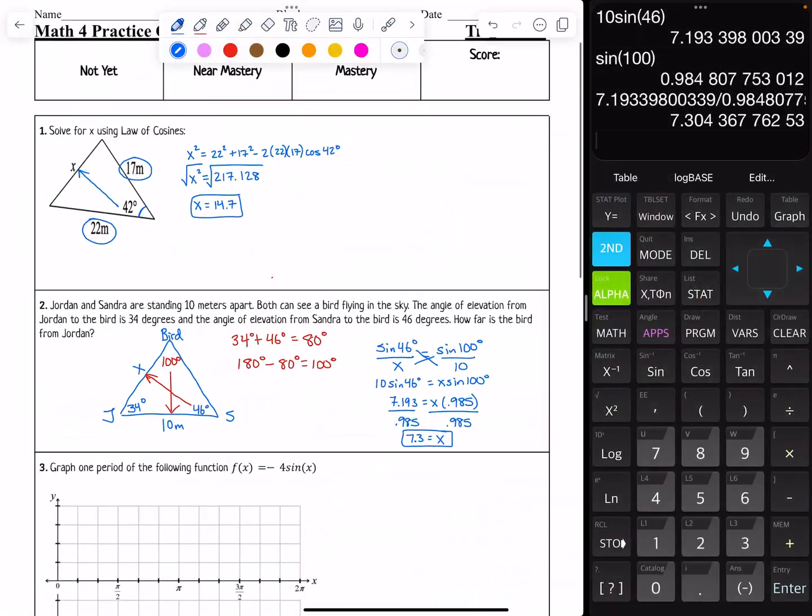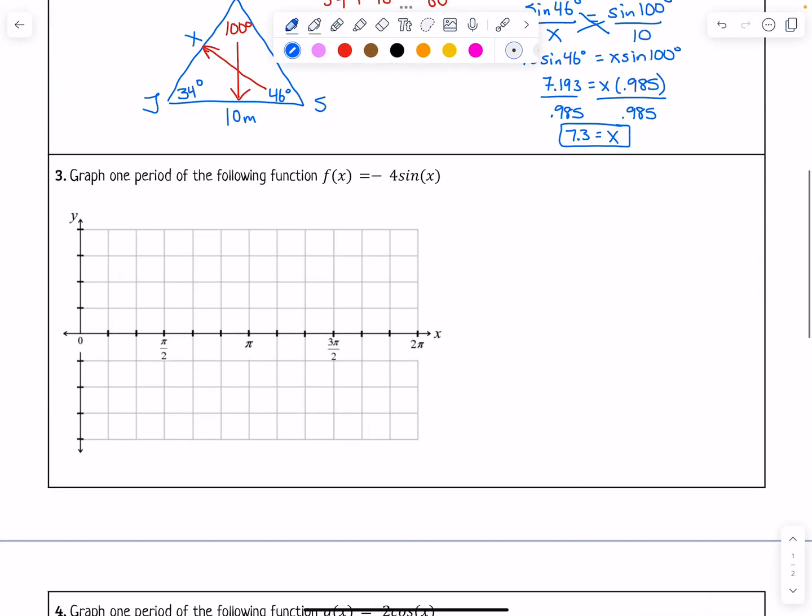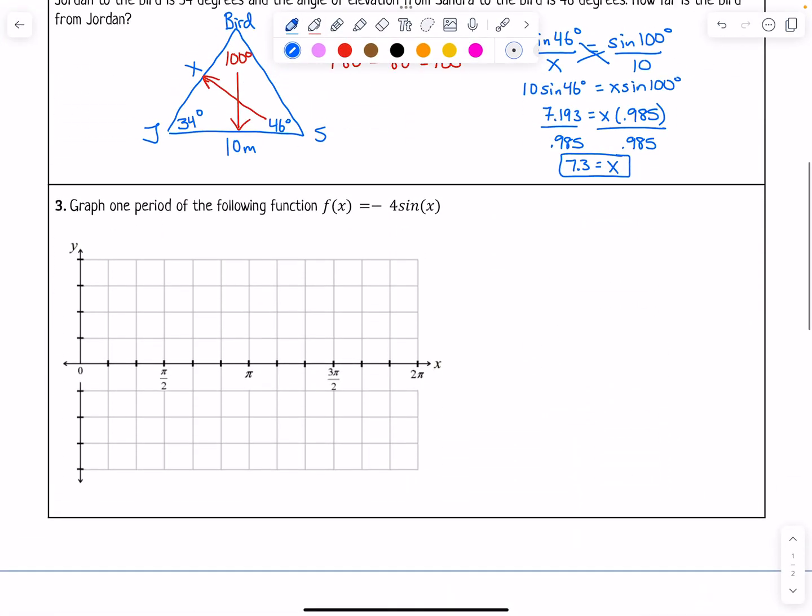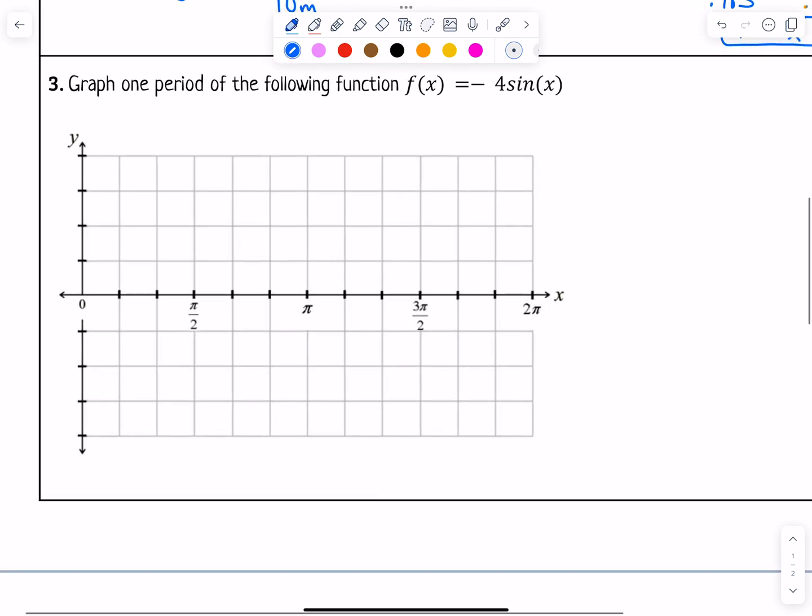Okay. So let's look at number 3. We want to graph one period of the following function. F of x equals negative 4 sine of x.